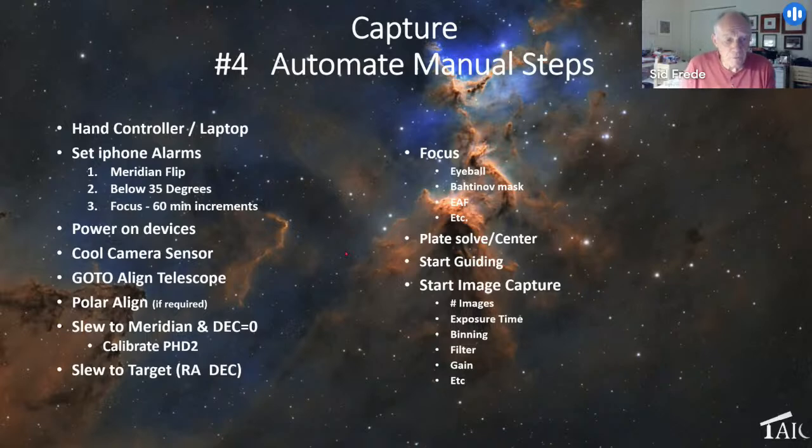My scope was controlled with my hand controller via a Windows laptop. At the beginning of the evening, I would set 3 alarms on my iPhone. One was for when I'm approaching the meridian flip, so that I can mechanically make that flip and make sure everything operates properly. Another alarm for when my target approaches 35 degrees, because at that point I want to stop imaging. And also, I have an alarm that goes every 60 minutes so that I can check my focus.